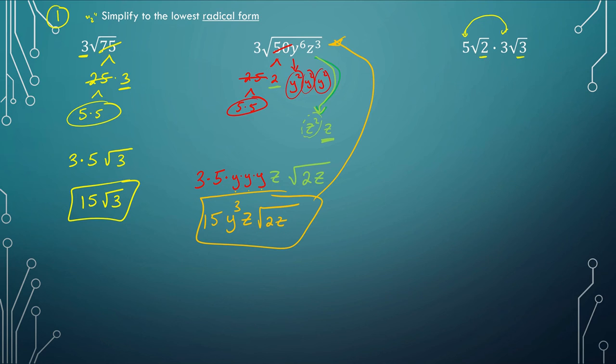So the first thing is we have 5 times 3, which is 15. And then on the inside, we have 2 times 3, which is 6. Now, if we break down the 6, it breaks down to 2 and 3, which leaves us with no pairs. So in this case, that is as simplest as it gets.